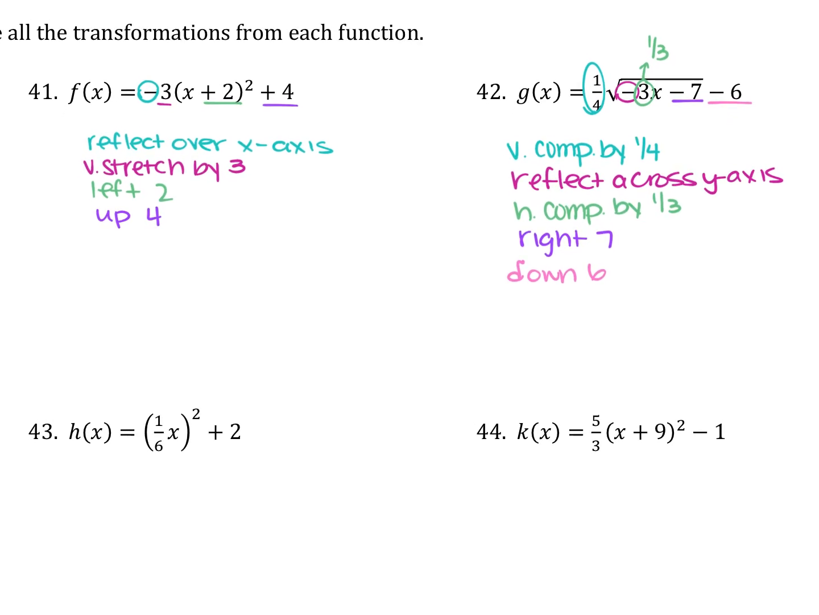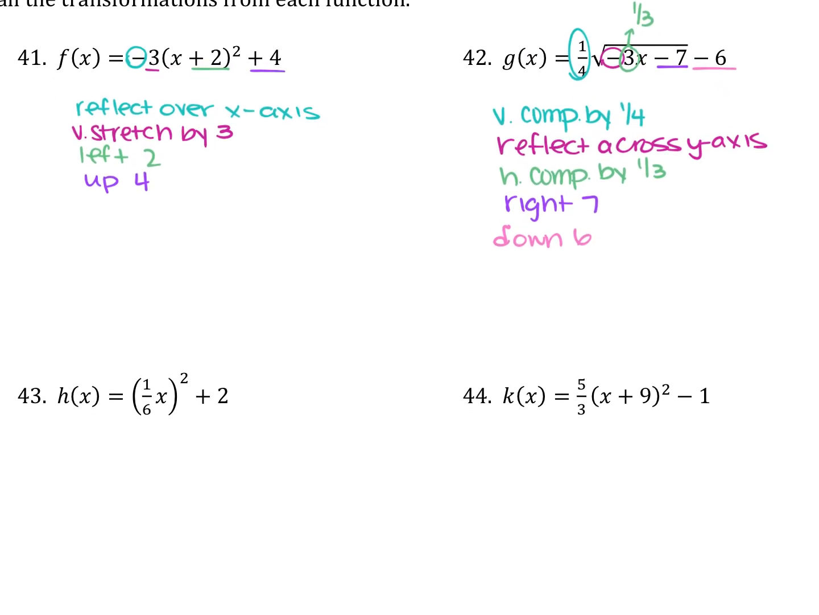For number 43, we have h of x is equal to 1/6 x squared plus 2. The 1/6 inside the parentheses, take the reciprocal of that. It is 6. That 6 is larger than 1, so we are horizontally stretching by a factor of 6.